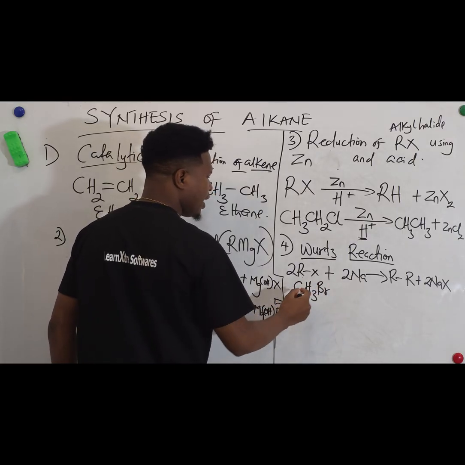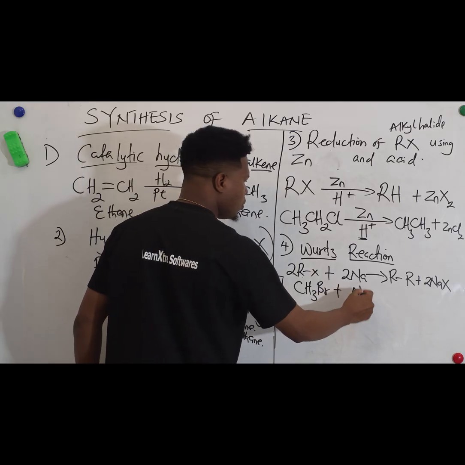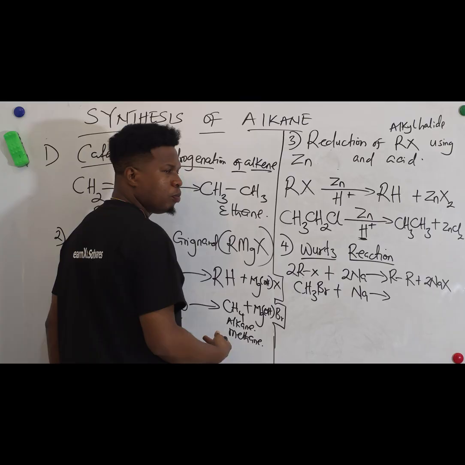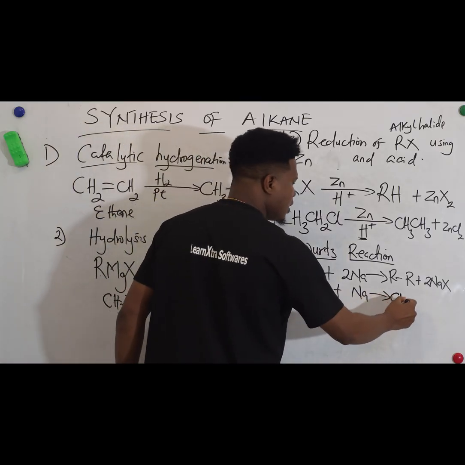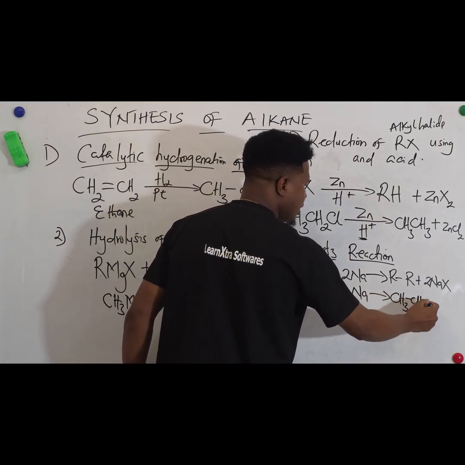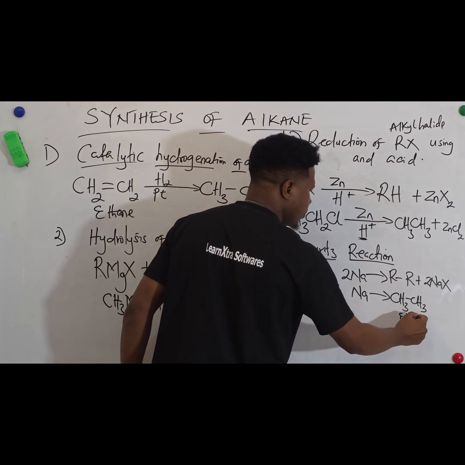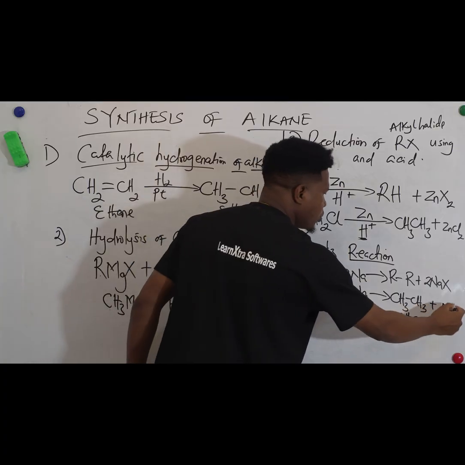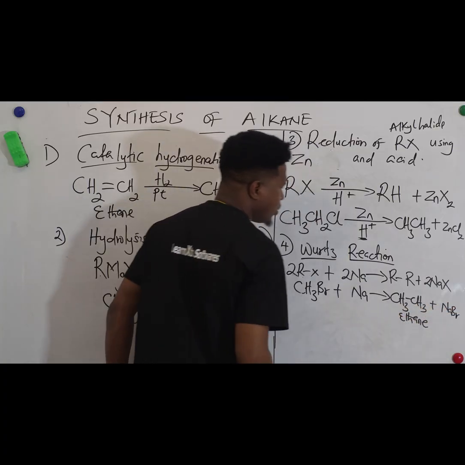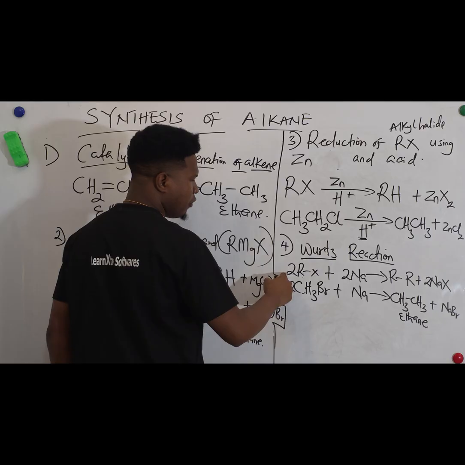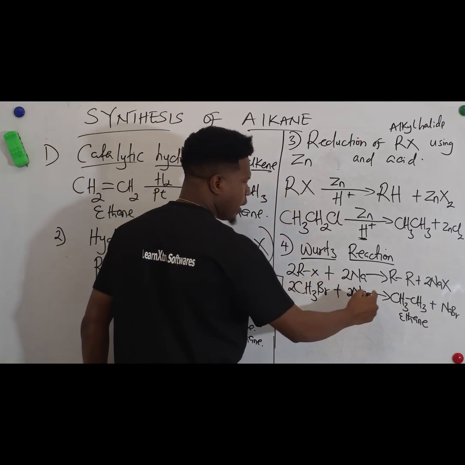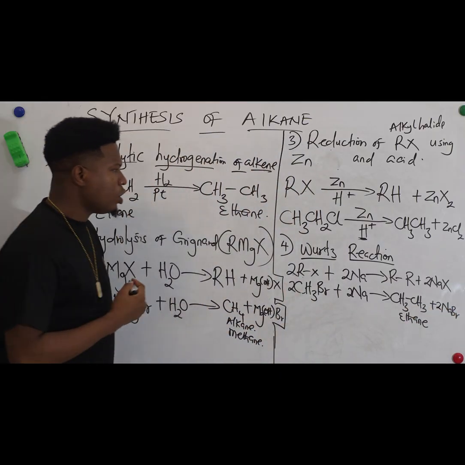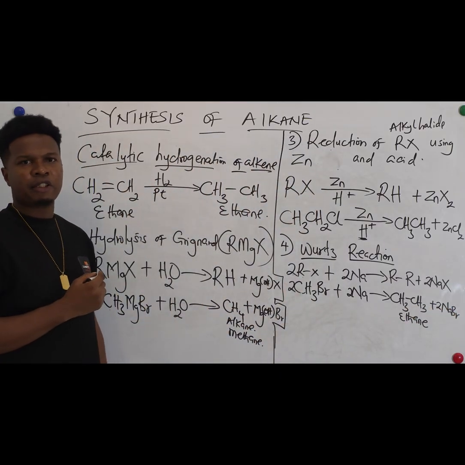If you react methyl bromide with sodium, this methyl, this R will duplicate itself to give you CH3-CH3, which is ethane. So this ethane is produced, plus sodium and bromine will give you sodium bromide. To balance the equation, just put 2 here, 2 here, 2 here, nothing here, then this one will also have 2. So this is the equation indicating the Wurtz reaction.